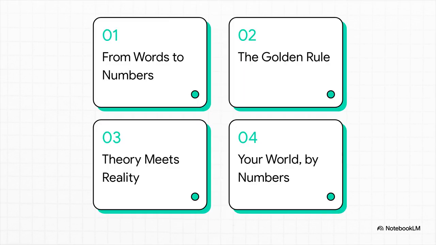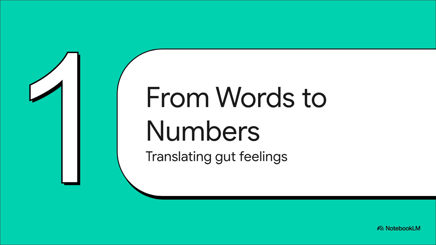We're going to break this down in 4 simple parts. First up, we'll see how to translate vague words like unlikely into solid, precise numbers. Then, we'll get to the golden rule, this one simple formula that's at the heart of everything. After that, we'll see what happens when perfect math meets the messy real world. And finally, we'll uncover how this hidden language is shaping your life every single day. All right, let's dive right in with part 1, from words to numbers.